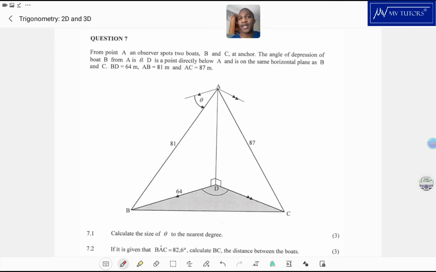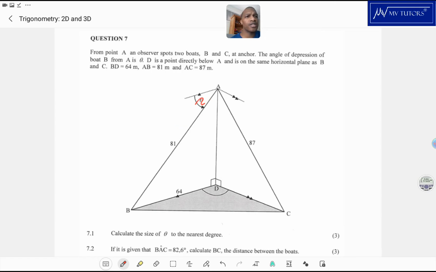in order to answer this question. But let's go ahead and read it. From point A, where's A? There it is. An observer spots two boats, B and C, at anchor. Where's B and C? There's B, there's C over there. Got it. The angle of depression, there's the angle of depression we're talking about. Remember depression, we said it's an angle moving down from a horizontal.